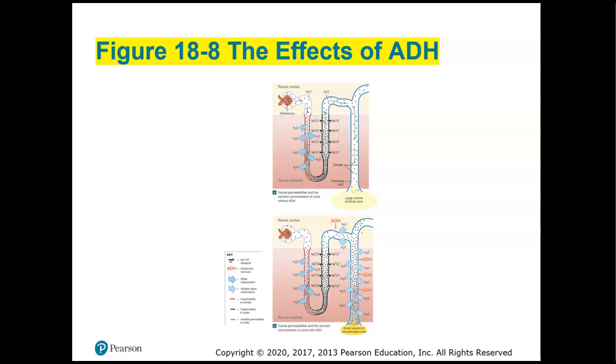And this is a picture that shows you the effects of ADH. Basically, what you can see here is in the absence of ADH, you have a large volume of dilute urine because the water is staying in the DCT and the collecting ducts, whereas in the presence of ADH, now you see water leaving the DCT and the collecting ducts. So your urine is going to be concentrated and there's a small volume of it.